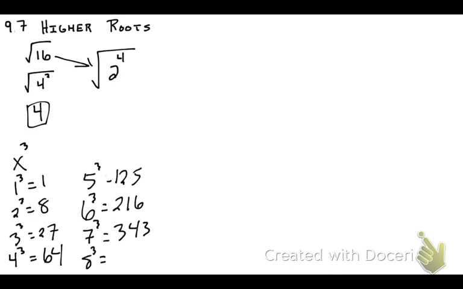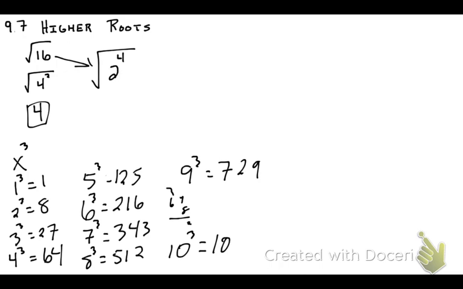8 cubed, 64 times 8. 512. 9 cubed is 729. 10 cubed is 1,000. It's worth being aware of these and not having to look them up.